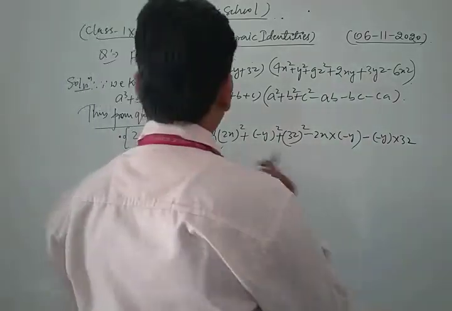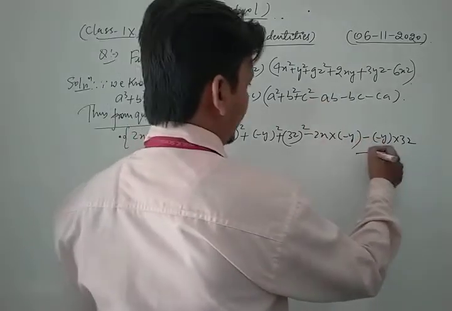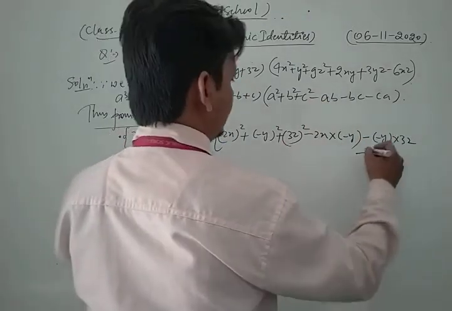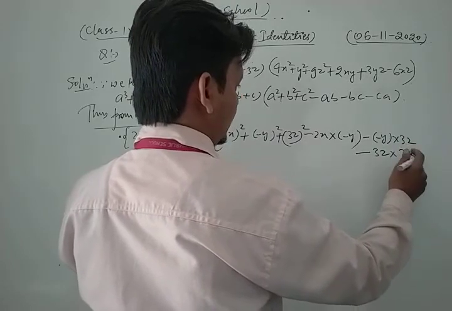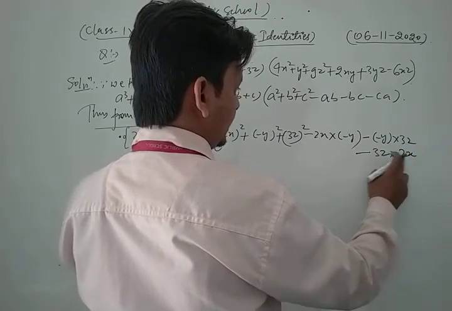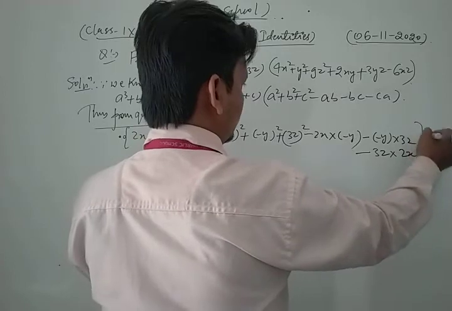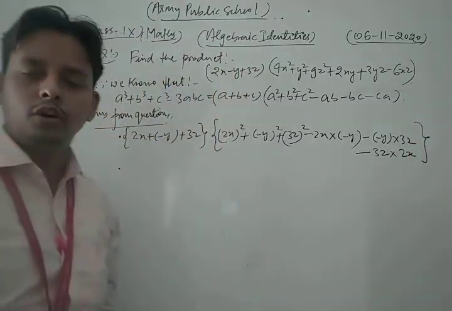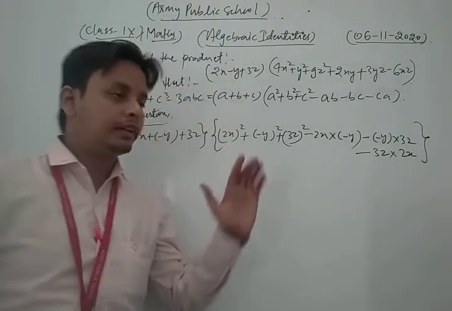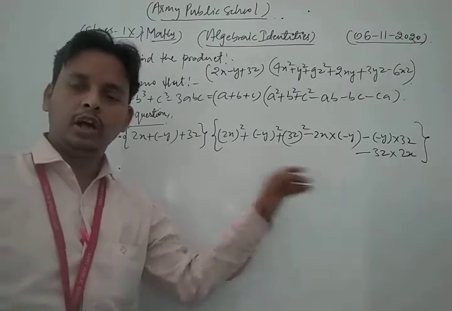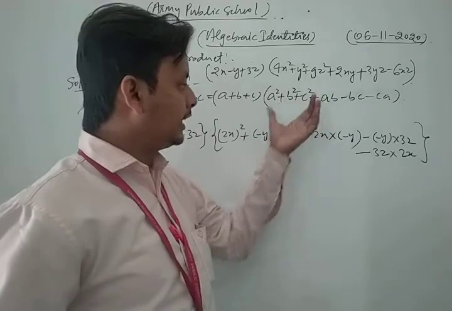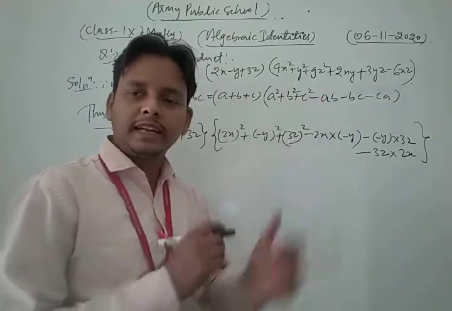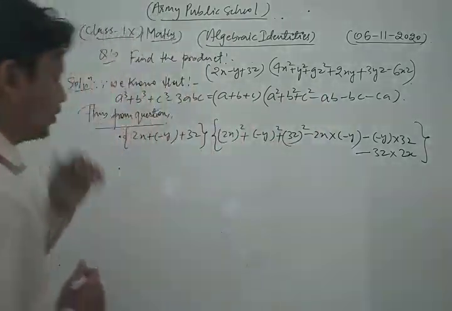Now minus ca, c means 3z, a means 2x. Okay, dear friends. Now look, first of all we arrange the given question in this way. Now, if we observe the identities, then this question is based on that identity. Let's see why and how.